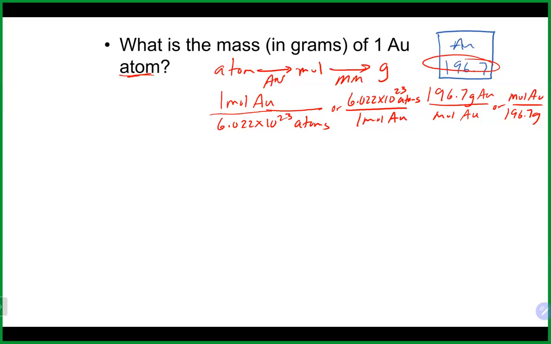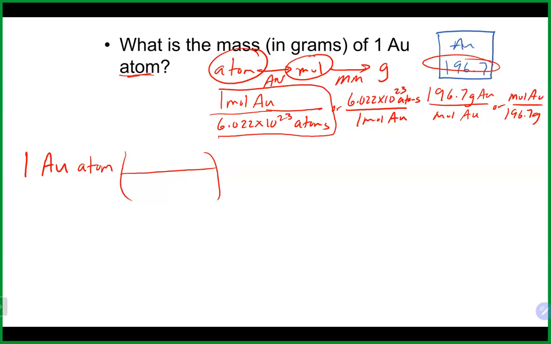So these are really our conversion factors that we could use to get us there. And we just want to start with what was given, which is 1 gold atom. So the first thing we want to do is think about going from atoms to moles. So we want to get rid of atoms, so we are going to use the conversion factor here on the left-hand side to do that. Again, opposites will help us here. 1 mole of gold is 6.022 times 10 to the 23 atoms.